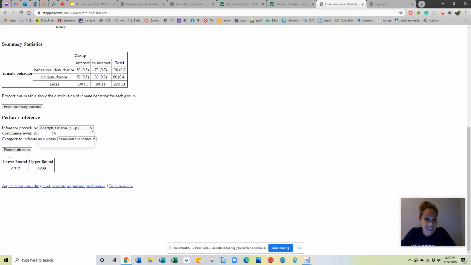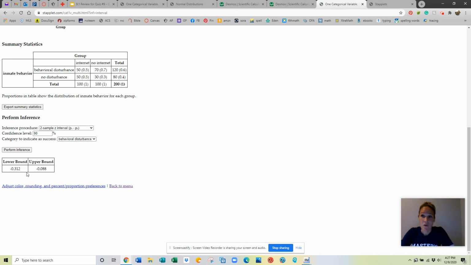Another way to do it would be to look back at the same information that we entered, but instead of doing a z-test, we do a z-interval. So I have the z-interval for P1 minus P2, and then I give a confidence level of 90%. And then success is if there's a behavioral disturbance. No, I'm just kidding. But that's what we're measuring, is the proportion of that. And so it tells me the lower bound and the upper bound. All I have to do is put parentheses around those and a comma in the middle, and I'm done.